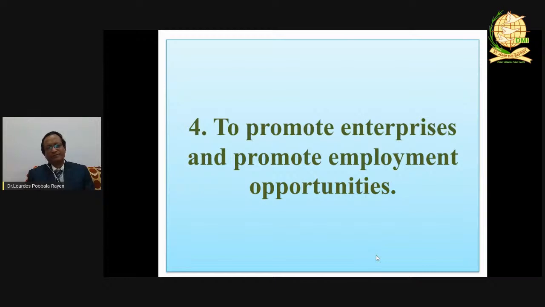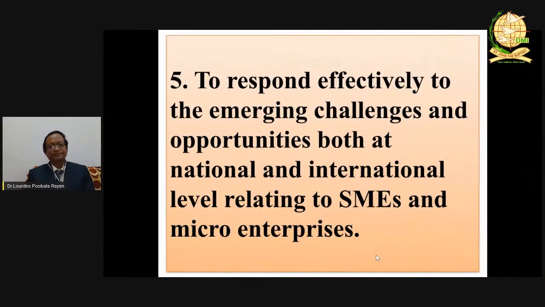What do we need to do? We need to promote such enterprises. What for? To provide employment opportunities. The next objective is to respond effectively to the emerging challenges and opportunities, both at national and international level, relating to SMEs and micro enterprises. It says that we need to respond effectively. What for?